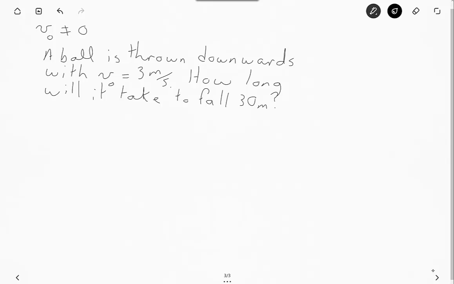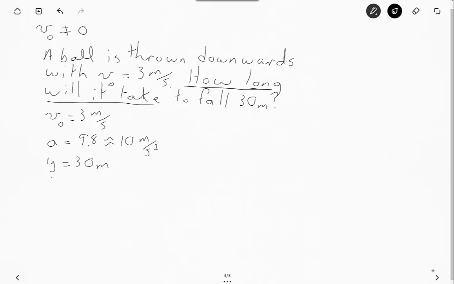Well, let's take a look. What do we know? We know its initial velocity is 3 meters per second. We know its acceleration is 9.8 or 10 meters per second squared. We know that it fell a distance of 30 meters. What are we looking for? We're looking for how long it will take. So we're looking for time.